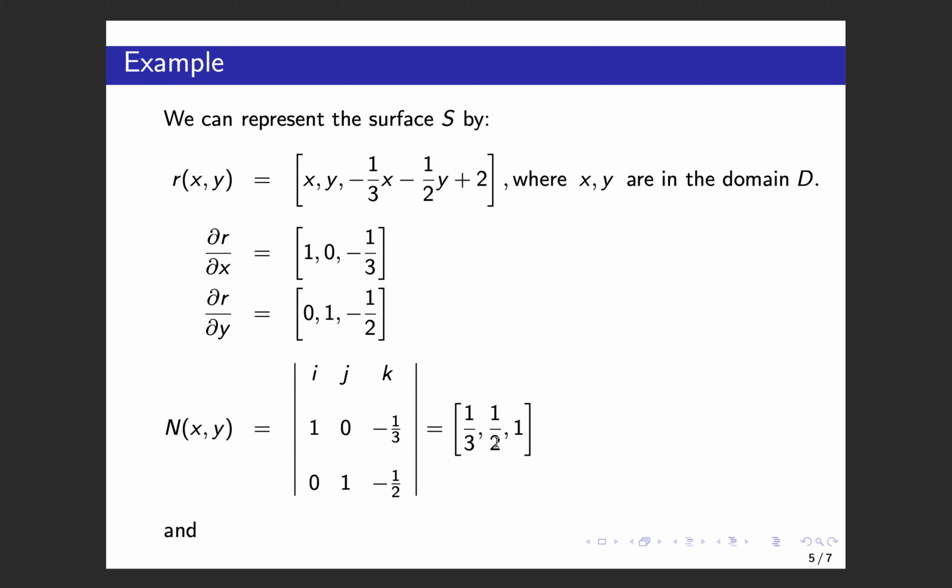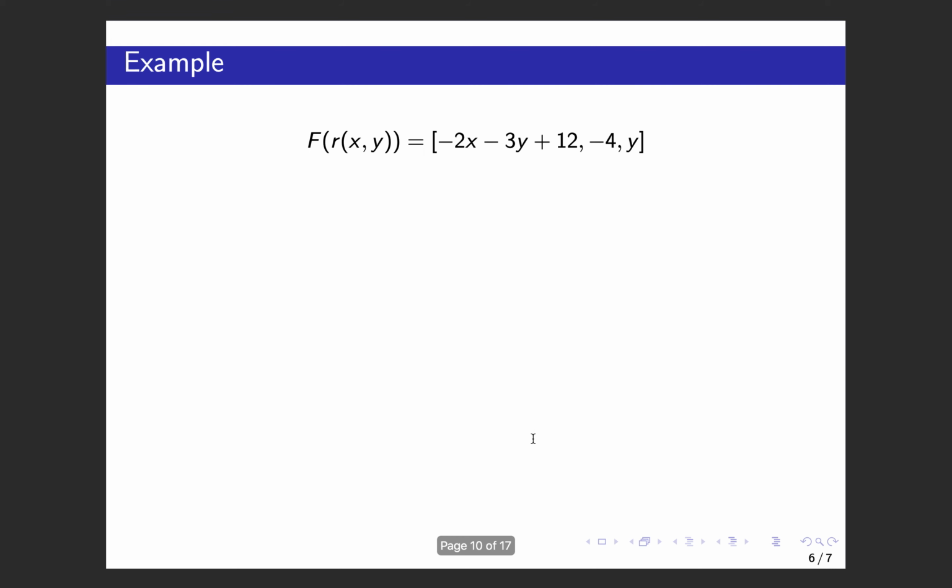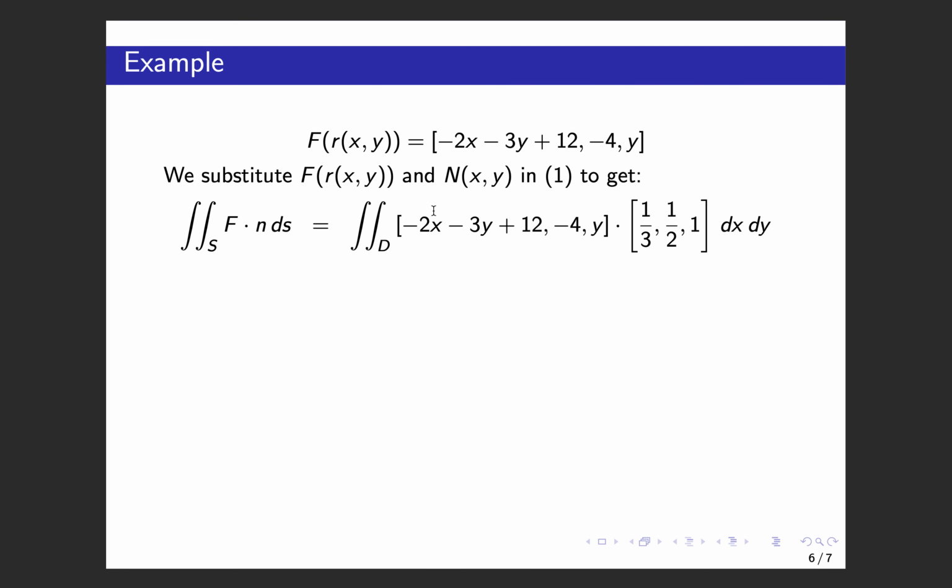We get 1/3, 1/2, 1, and then we evaluate F at the parametric representation. We get minus 2x minus 3y plus 12 minus 4y, and we substitute everything into the first equality. We get the double integral over the domain, F evaluated at the parametric representation dotted with the normal vector, which gives the double integral over the triangle D of minus 3 times (x plus 2) dx dy.